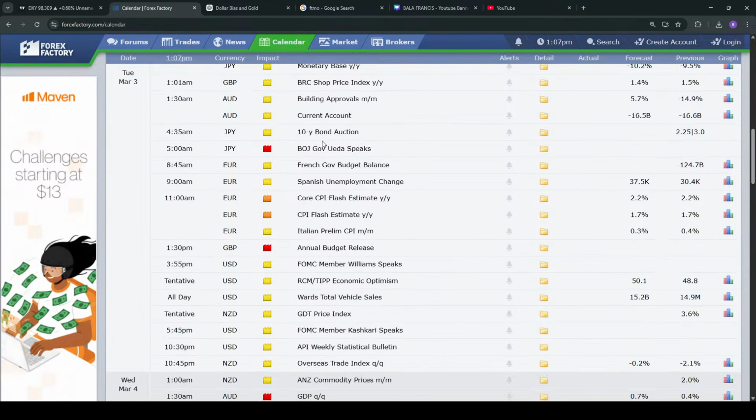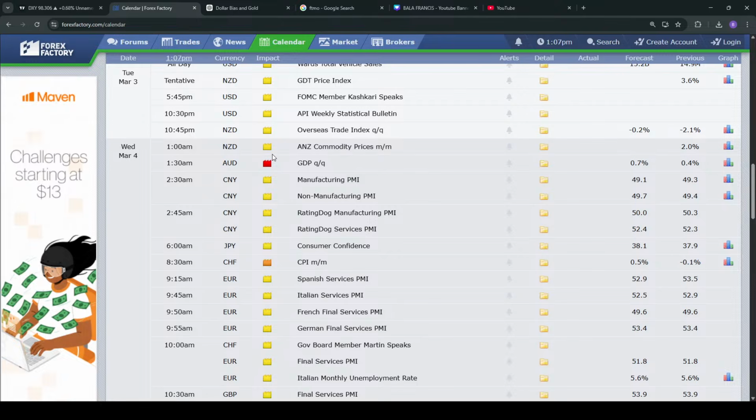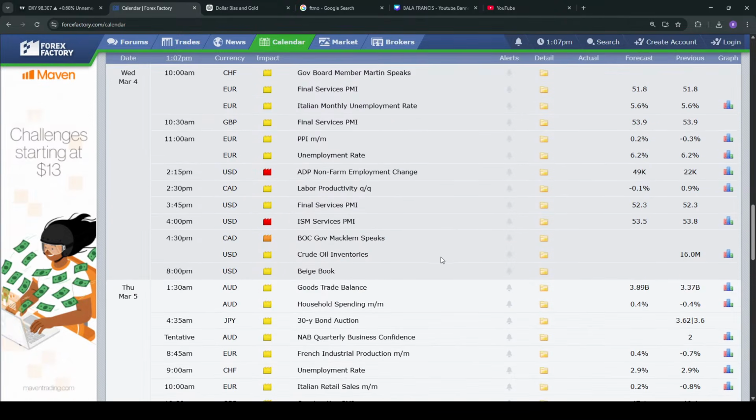So you go through Tuesday, Wednesday, Thursday, you take note of the news event, the impact expected. When you put up your cursor, you'll see that the yellow represents low impact, the red represents high impact, the orange represents medium impact. Then the currency asset the impact is going to happen on, and the time is very important, and the date that the event is going to happen.